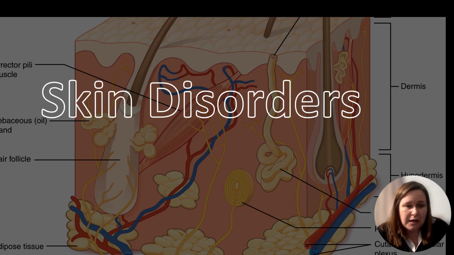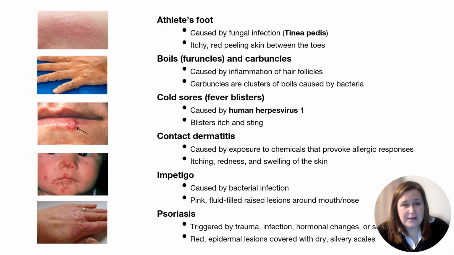So, a little quick review of a few different skin disorders that you might see. Athlete's foot is going to be caused by a fungal infection. It will be itchy, it will be red, you will see the skin peeling between the toes. You can also see boils and carbuncles. These are going to be caused by inflammation of hair follicles. Carbuncles are going to be clusters of boils caused by bacteria. We sometimes see cold sores or fever blisters. These are going to be caused by herpes virus 1. These blisters sometimes can itch and sting.